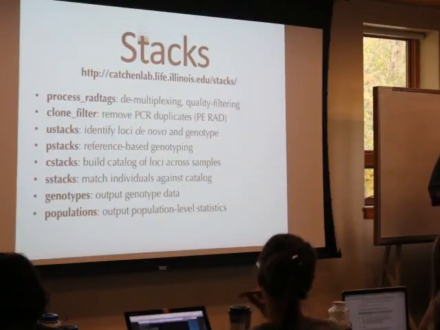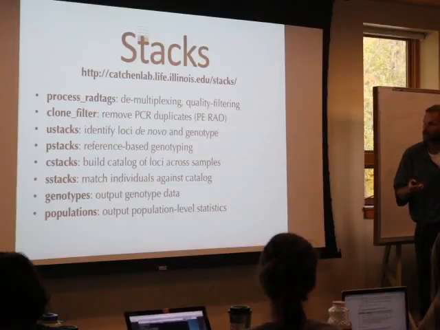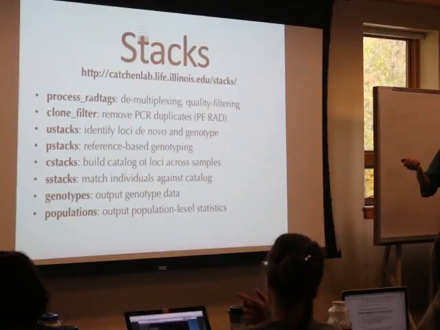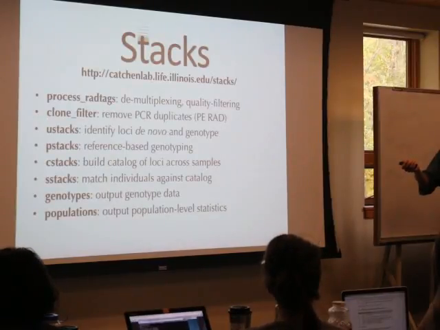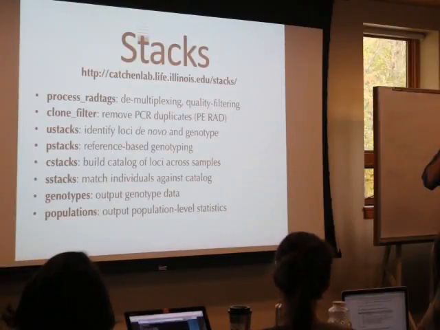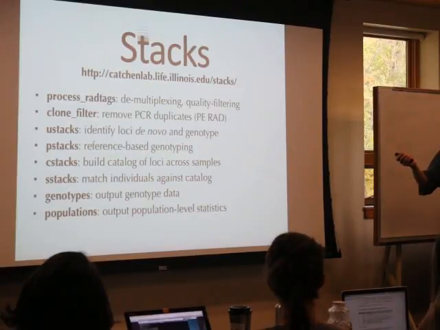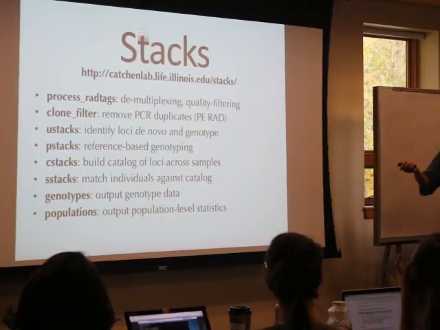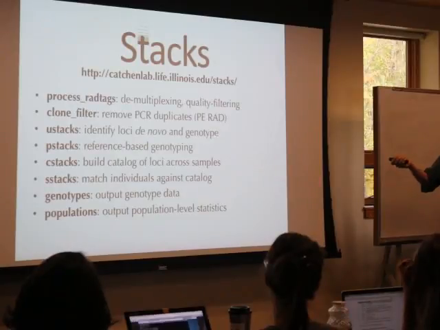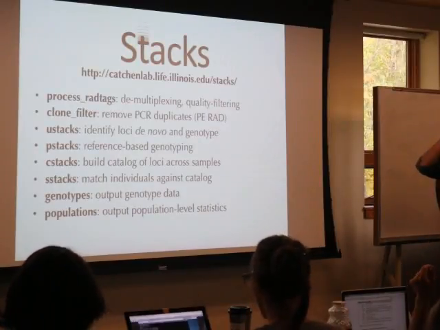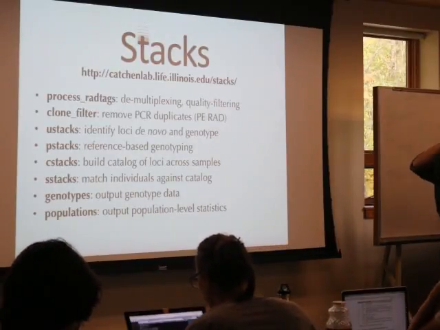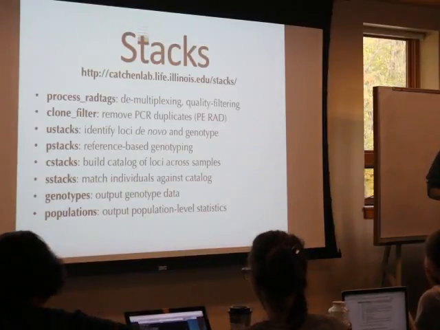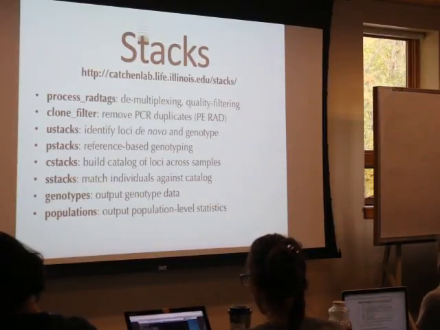Okay, so like I said, there are a bunch of these modules. These are kind of the main ones. So process_radtags, which does multiplexing and quality filtering. clone_filter removes PCR duplicates from paired-end data. ustacks is the de novo identification of loci. This runs per individual. So ustacks is run separately on each individual sample, and it identifies the set of loci and calls genotypes per individual.